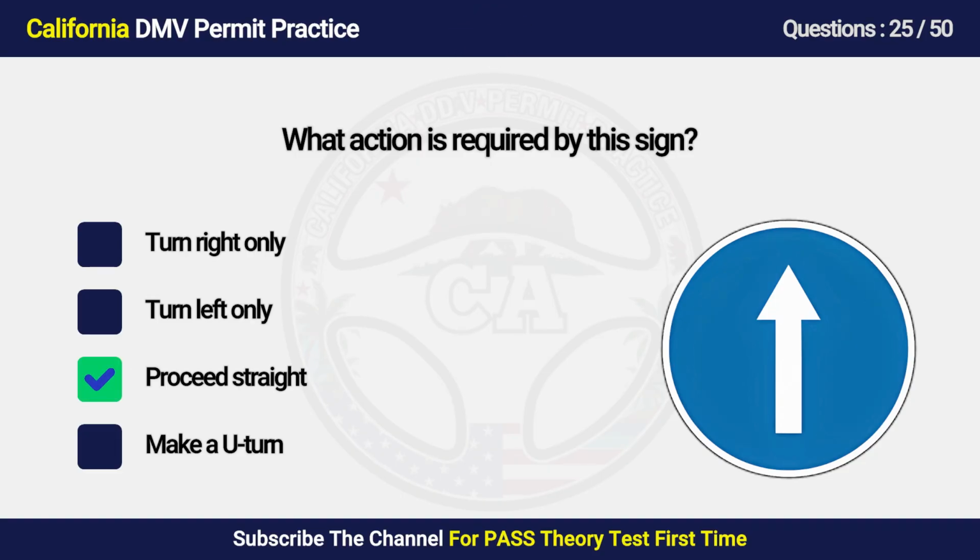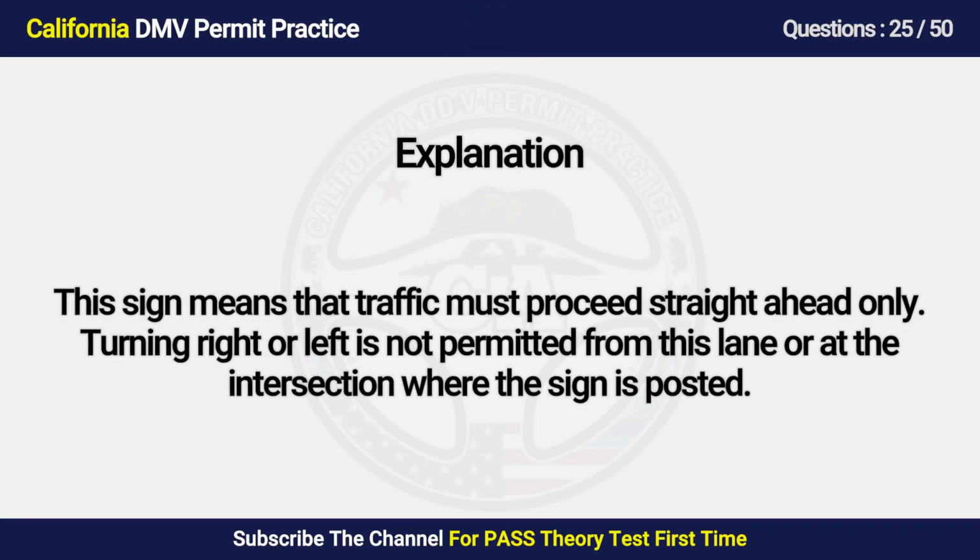Answer is C. Proceed straight. This sign means that traffic must proceed straight ahead only. Turning right or left is not permitted from this lane or at the intersection where the sign is posted.